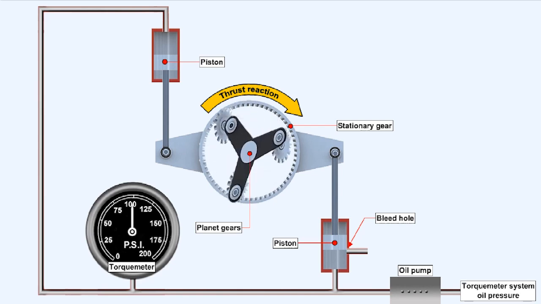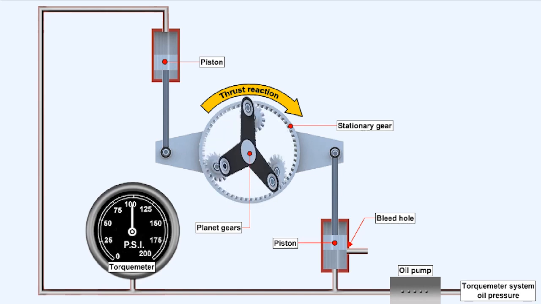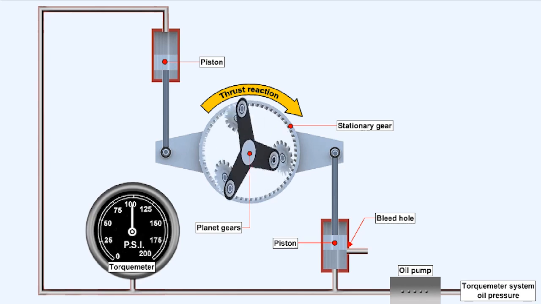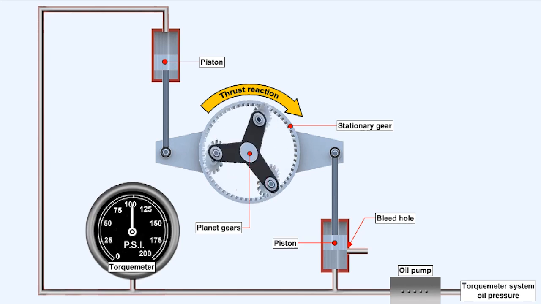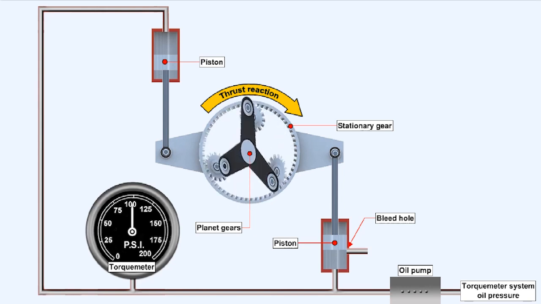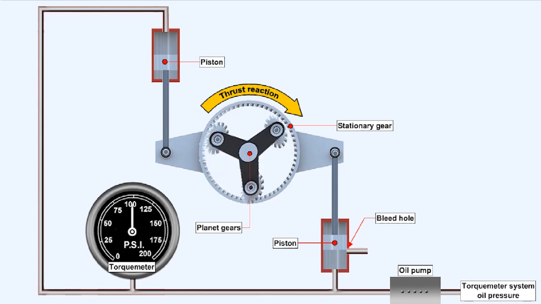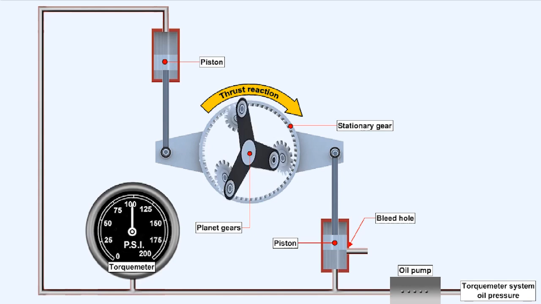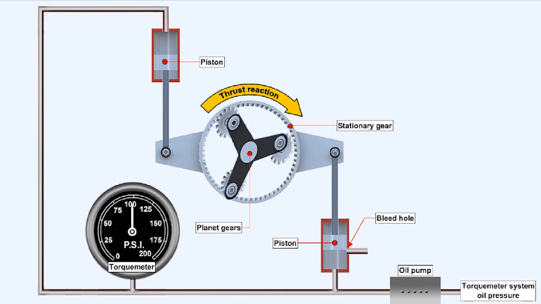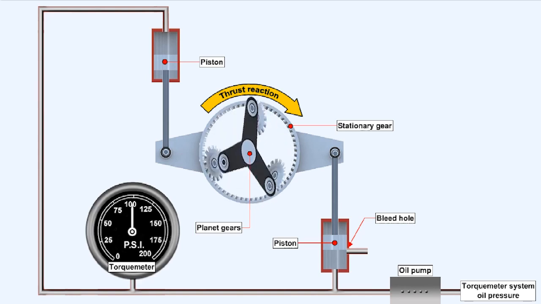One of the pistons in the system partially covers a bleed hole, which, if it's uncovered, will allow oil pressure to be dumped to the engine oil return. While the engine is running, the piston in the cylinder with the bleed orifice will take up a sensitive position where the oil pressure generated by the torque meter pump just balances the thrust being generated on the stationary gear.